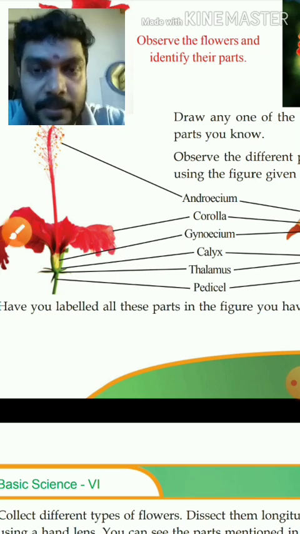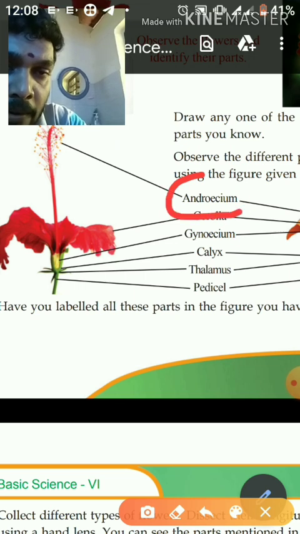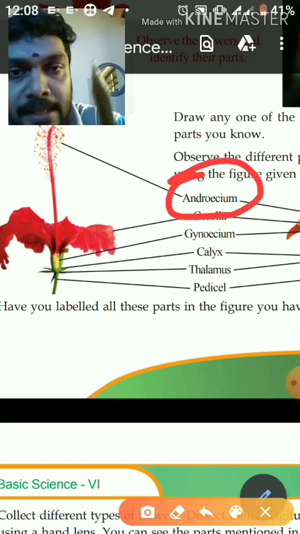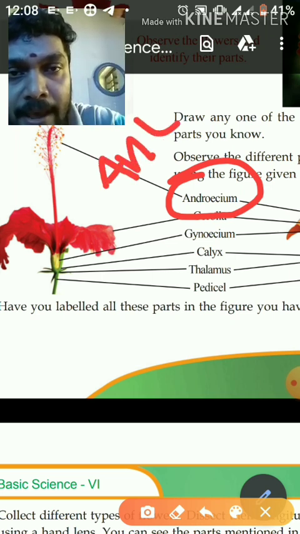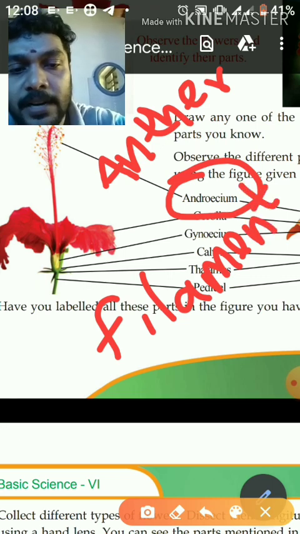So which is the male reproductive organ? Male reproductive organ is known as androecium, which consists of anther and filament. It consists of anther and one more thing, filament, the male reproductive structure.